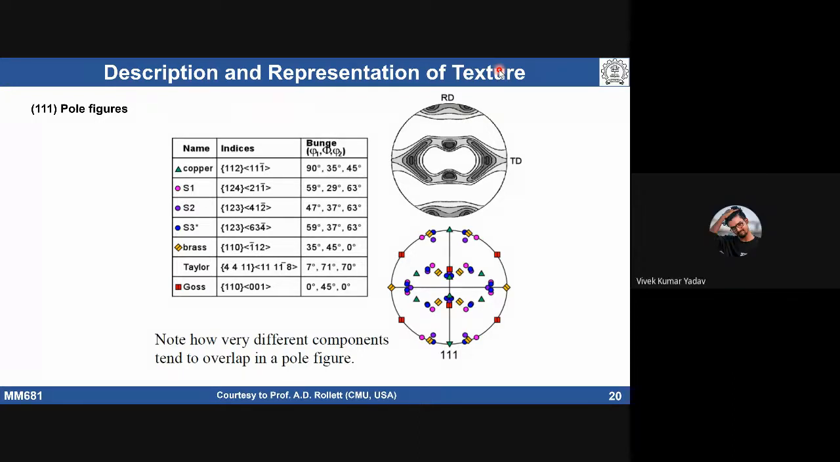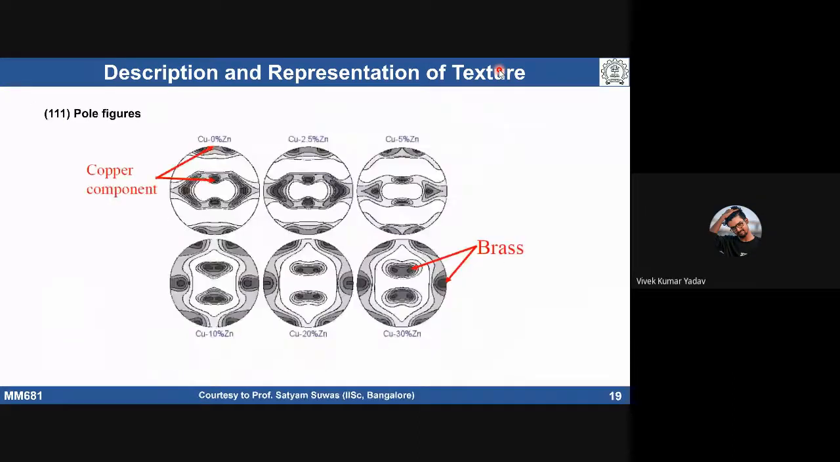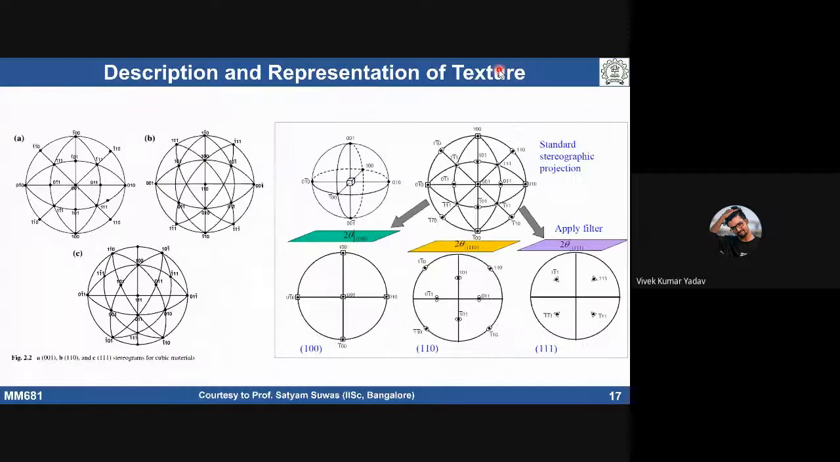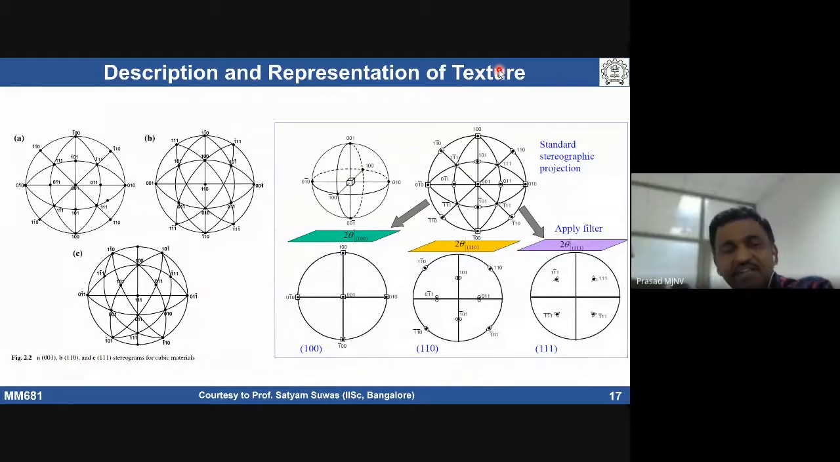Sir, the stereographic projection, somewhere I learned about the Wulff net and everything. I need to revise all those things. Are these required for this course? It is not required, but better.